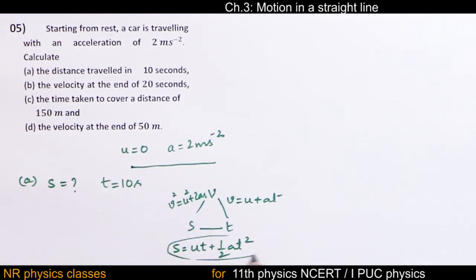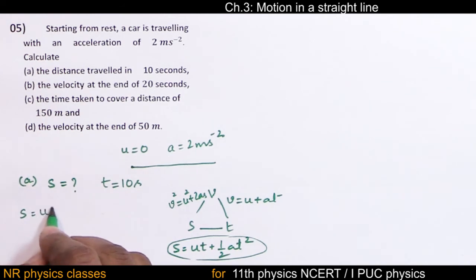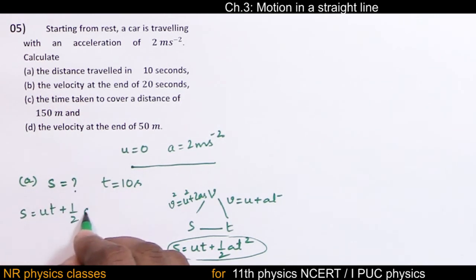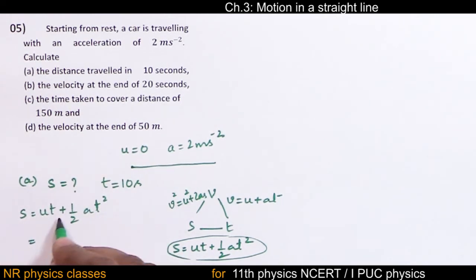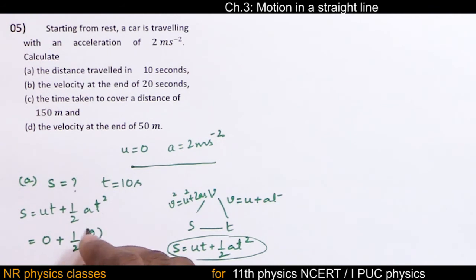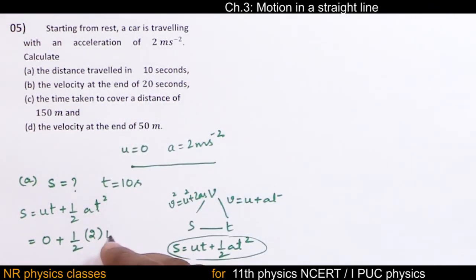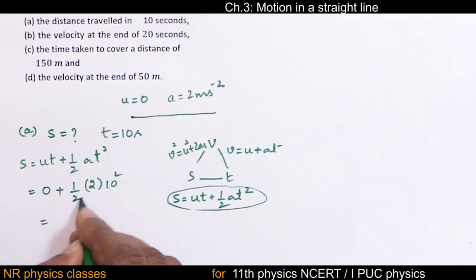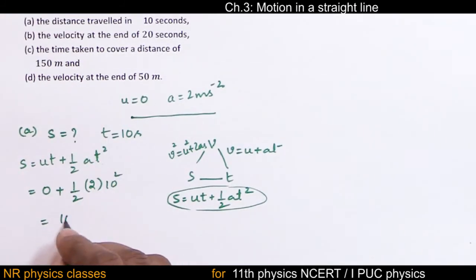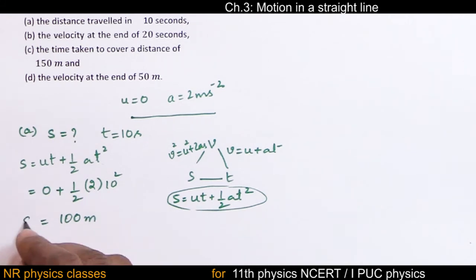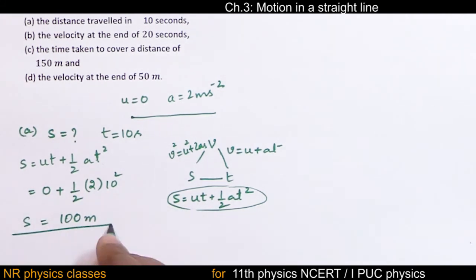Therefore, we have to use this ST. S equals ut plus half at square. Initial velocity is 0 plus half, acceleration is 2, time square, 10 second square, 10 square. 2 cancels, 10 square is 100. So displacement is 100 meter.